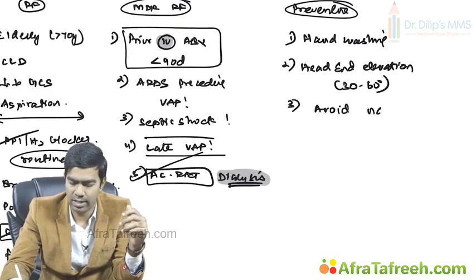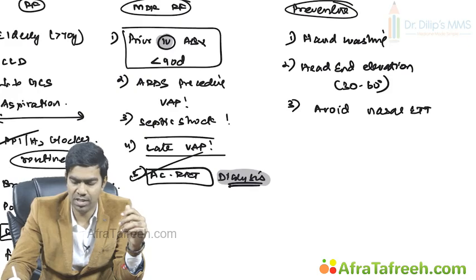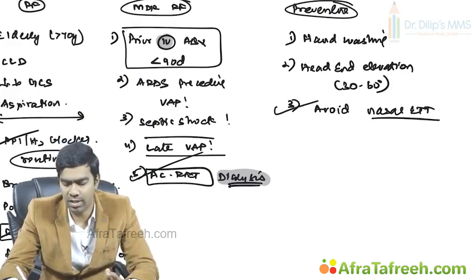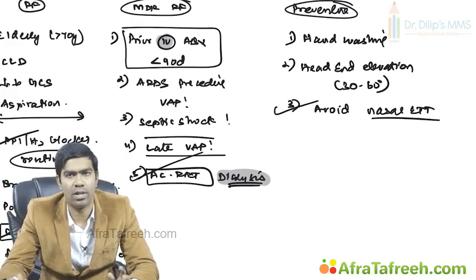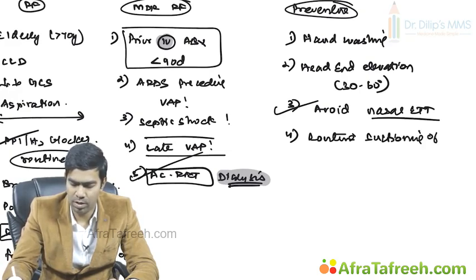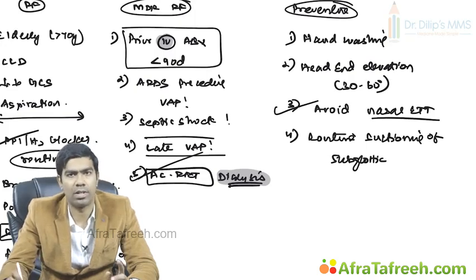Third, avoiding nasal endotracheal intubations. Some surgeries selectively do nasal endotracheal intubation like tonsillectomy and all, but in general for critical care patients we avoid nasal endotracheal intubation. Again, don't do that. And fourth is routine suctioning of subglottic secretions. The subglottic secretions are predominantly from the GIT. So they are the ones that are going to contain these resistant gram-negative rods.